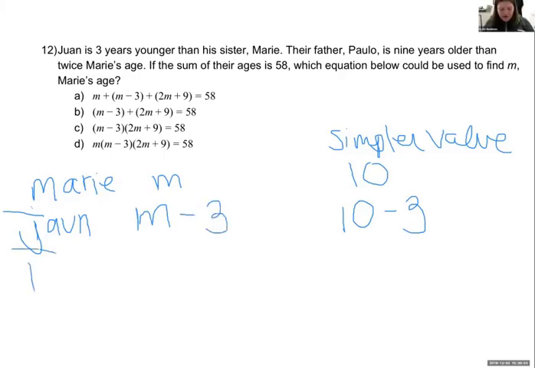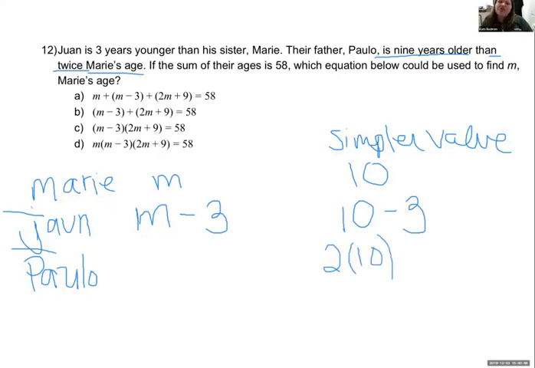Now let's go to their father. Their father, Paulo, is 9 years older than twice Marie's age. That's tricky. Well, if Marie was 10, how old would Paulo be? I don't understand that. I feel like there's addition plus multiplication going on. There is. That's exactly what's going on. Addition and multiplication. Twice means 2 times as much. So twice Marie's age would be 2 times 10.